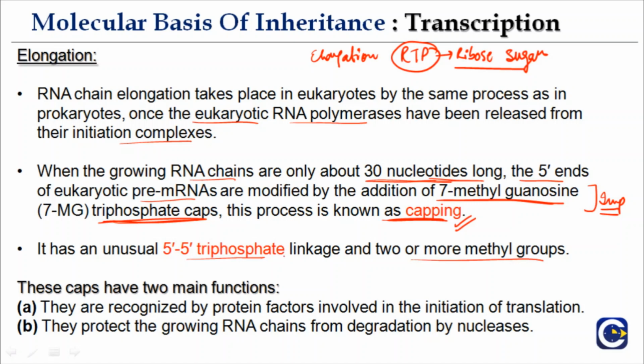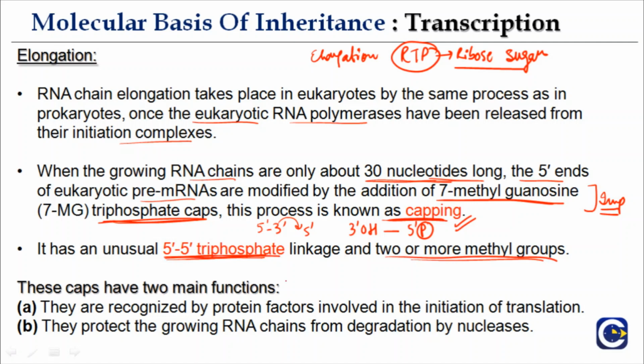Okay. So generally what is the linkage? There is always the 5' 3' linkage, okay, and nucleotides are added on this 3' OH and 5' phosphate. So the linkage that is always present is 3' OH and 5' phosphate. However, in this case, there is a 5' 5' triphosphate linkage and 2 or more methyl groups are present.